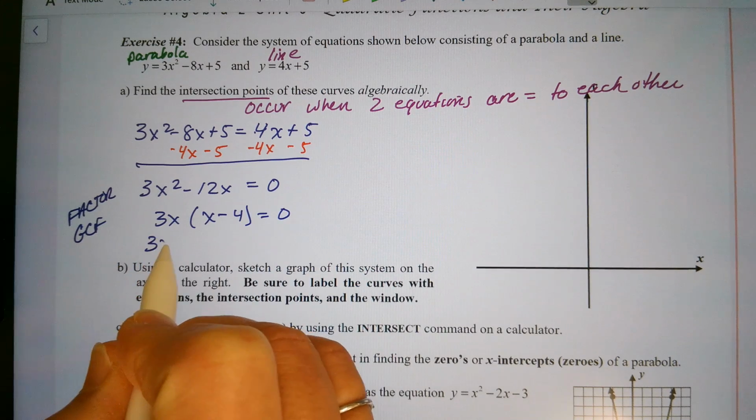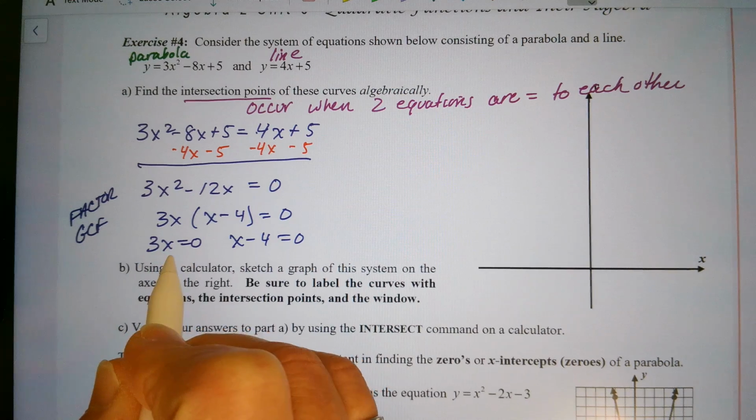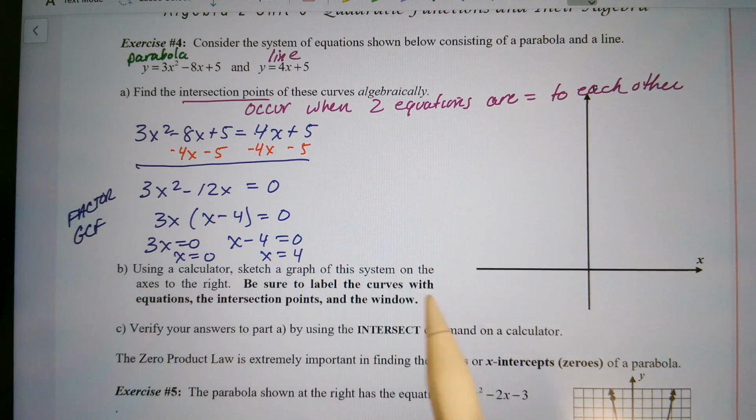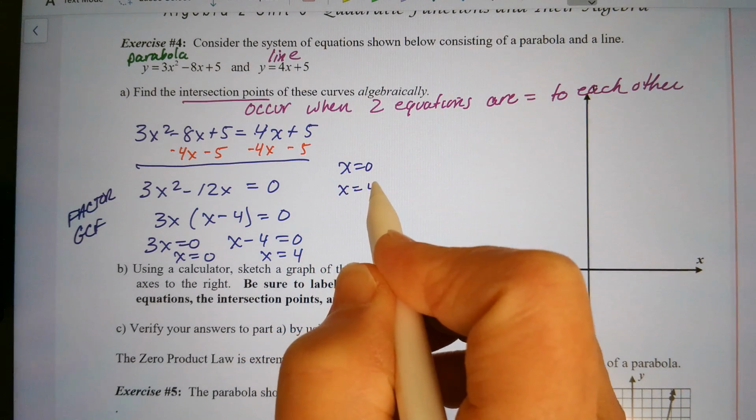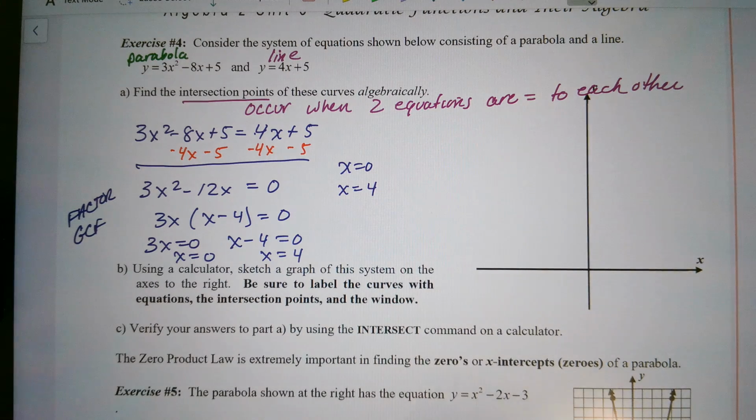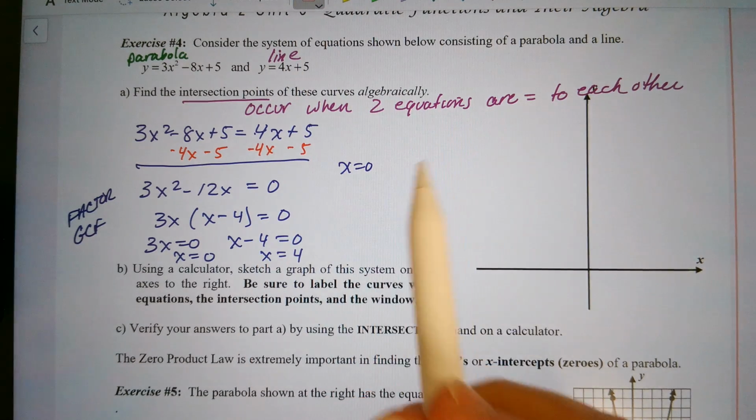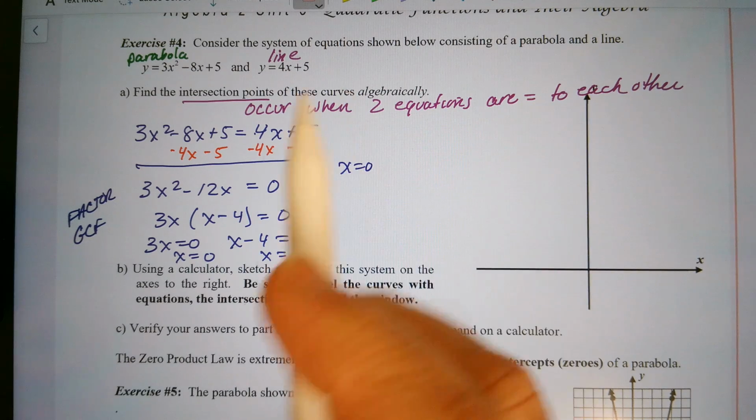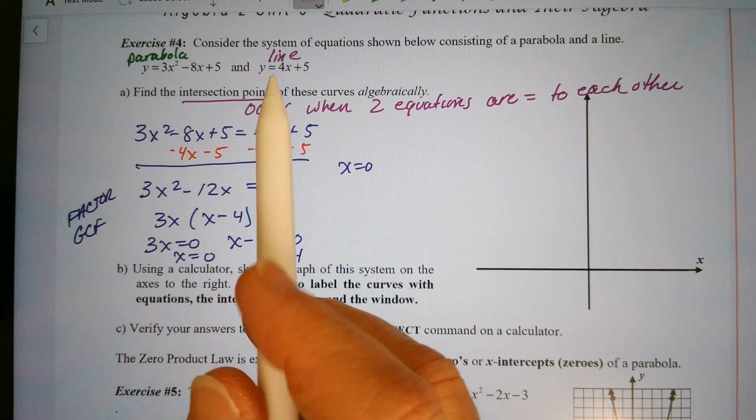Now we set each factor equal to 0. Divide by 3, x equals 0. Add 4 to both sides, x equals 4. So we have x equal to 0 and x is equal to 4. So that's solved algebraically. It asks for intersection points. Sorry, we're not done. When x equals 4, what does y equal? So I'm going back to my linear equation, which is easier to work with.